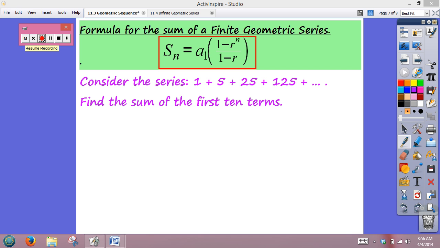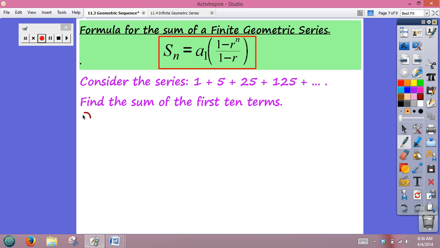In this example, we are given a formula to find the sum of a finite geometric series, and that is Sn equals a1, which is our first term, times 1 minus r to the n, remember r is our ratio, over 1 minus r. So using the information that we are given, the series is 1 plus 5 plus 25 plus 125, and we're asked to find the sum of the first 10 terms.